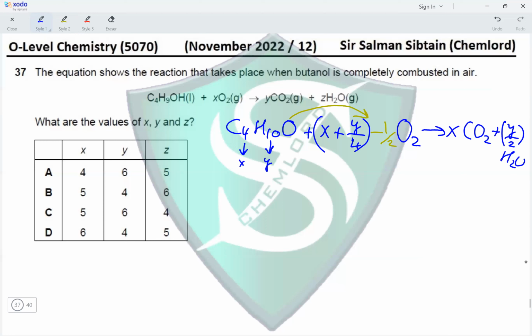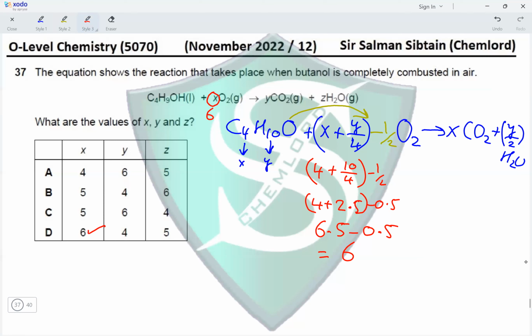So now we can perform this calculation mathematically. The value of X is 4, the value of Y is 10. So 4 plus 10 upon 4, and we minus half from this in the end. So 10 upon 4 becomes 2.5. So 4 plus 2.5 and minus 0.5. So this would become 6.5, and we minus 0.5 here. So we end up with 6 moles of O2.